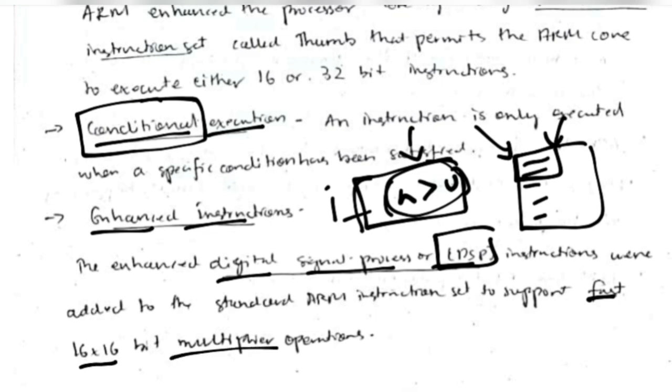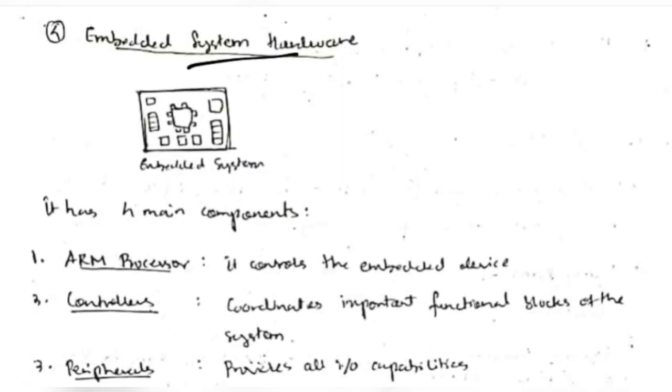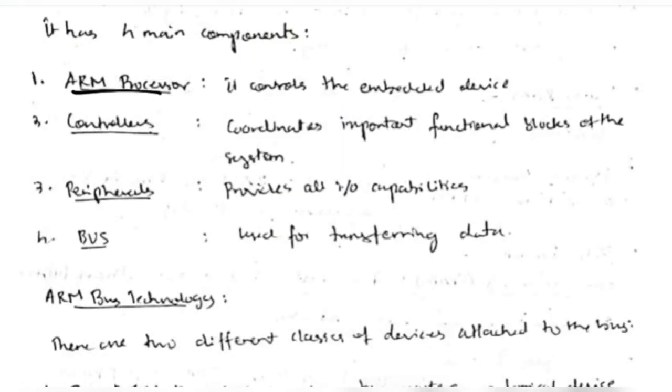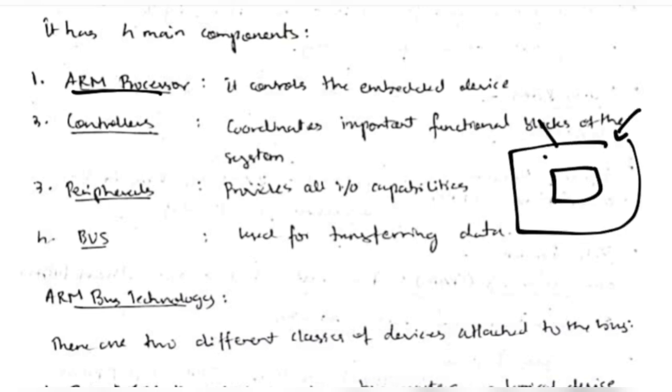After getting to know about the ARM design, we are going to see about the system hardware and the software. This one is the ARM processor, which is the main device in the system, okay. So this will carry out all the instructions. And the second one is controllers. What does a controller do? It will coordinate the important functional blocks of the system, meaning it will dictate which instructions are to be executed.